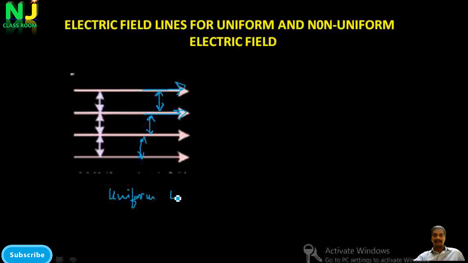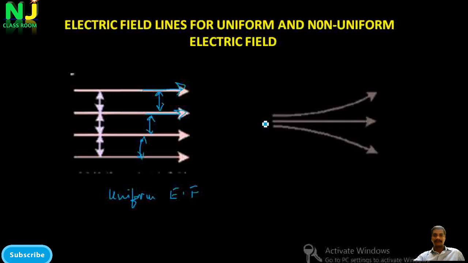In the case of a non-uniform electric field, the field lines are not parallel to each other, and the distance of separation between the lines keeps changing. They are not in the same direction. The field lines are acting in different directions because the field is non-uniform. This is the representation of uniform and non-uniform electric fields using field lines.